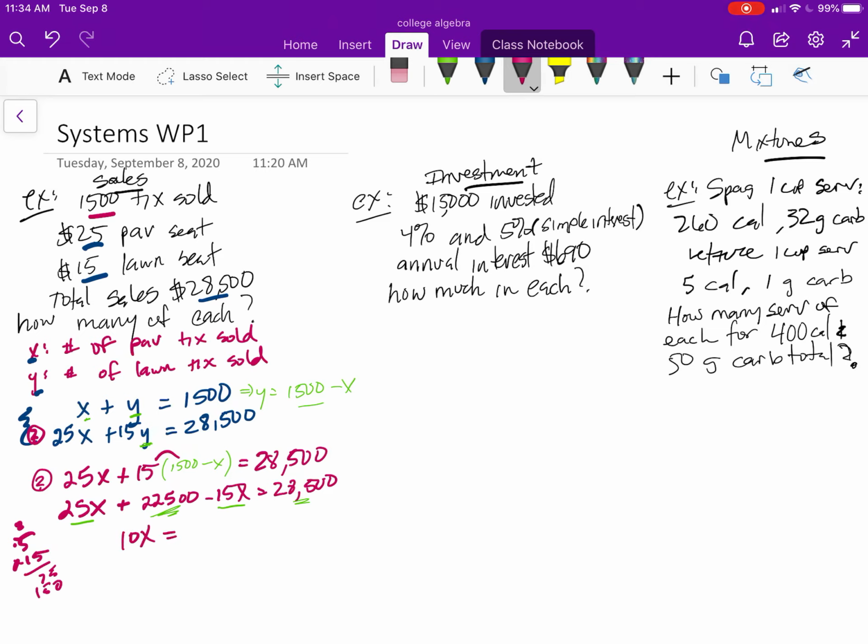But we have 10x equals 6,000. So divide by 10, x is 600. So remember, what does that mean? I'm asking how many tickets of each. Don't just leave it as, oh, x equals 600. What is x? 600 pavilion tickets were sold.